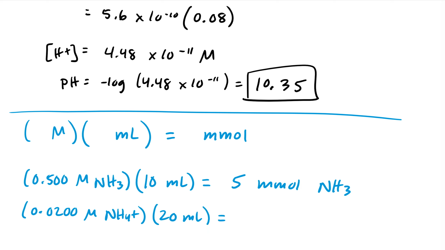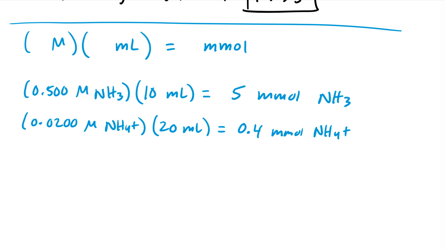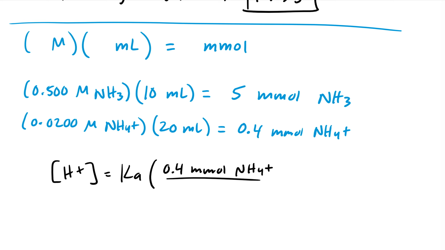Okay, and so I know 0.02 times 2 is 0.04. But I'm not multiplying by just 2, I'm multiplying by 20. So I'm going to take that and it becomes 0.4 millimoles of ammonium. A little bit easier on the math. And so when I calculate the hydrogen concentration, it's still going to be the Ka times that mole ratio, moles of acid over the moles of base.